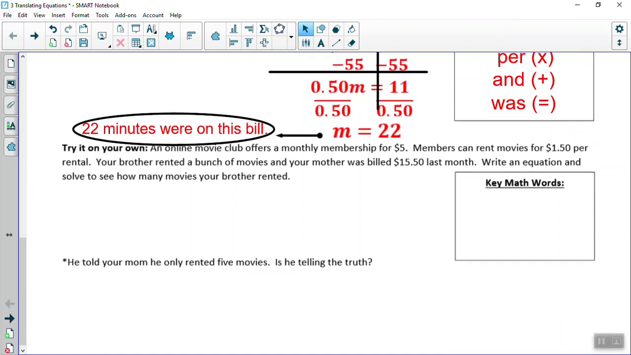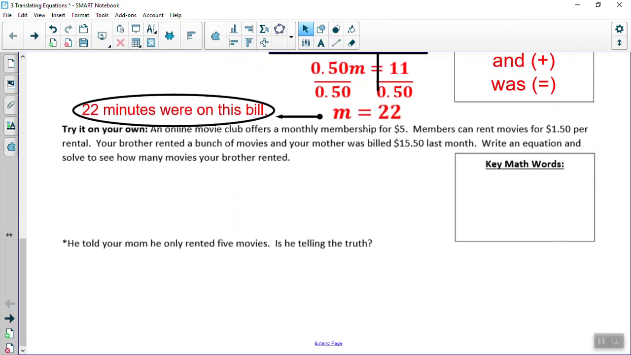Okay, I want you to try this next one on your own. Be careful, there's an extra little part here, so you're going to have to do a little thinking on this one. All right, go ahead and pause your video now.